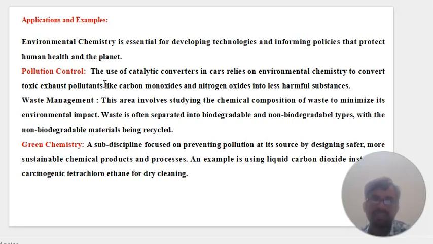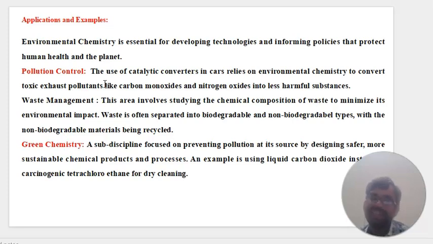Next is waste management. This involves studying the chemical composition of waste to minimize environmental impact. Waste is often split into biodegradable and non-biodegradable types, with the non-biodegradable materials being recycled.